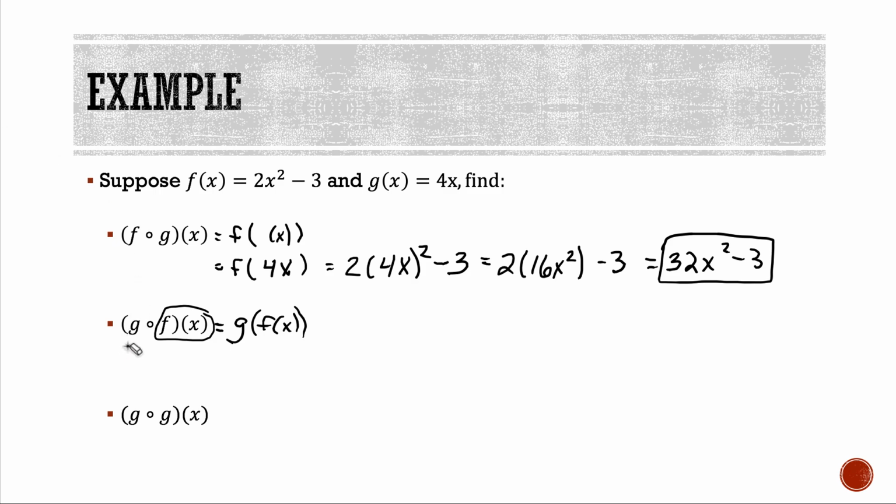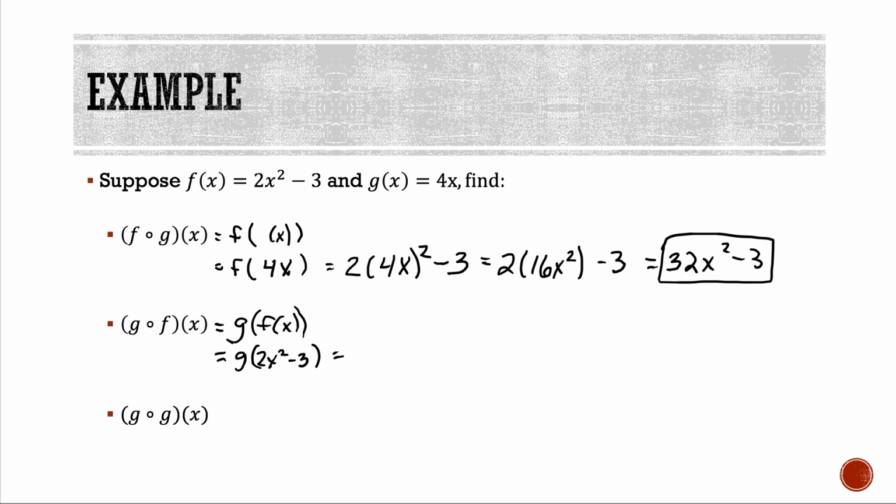Okay, so once that's done, then we're going to start our 2 substitutions. So the first substitution is inside the parenthesis. I need something that is equivalent to f of x. So what is f of x equal to? Well, we know that f of x is the same thing as 2x squared minus 3. So I'm going to put that in as my first substitution.